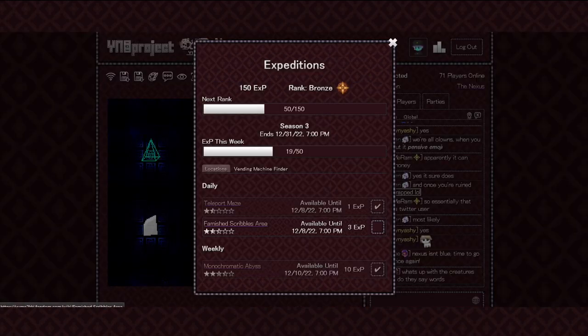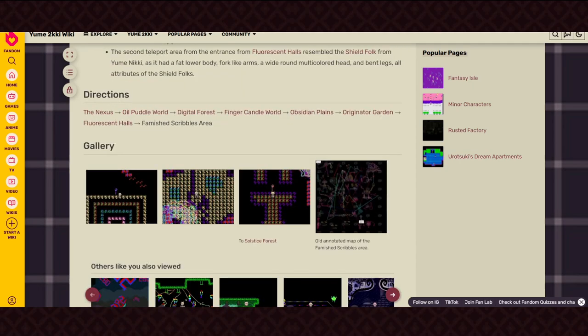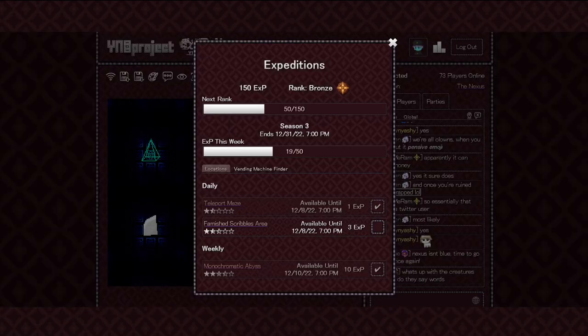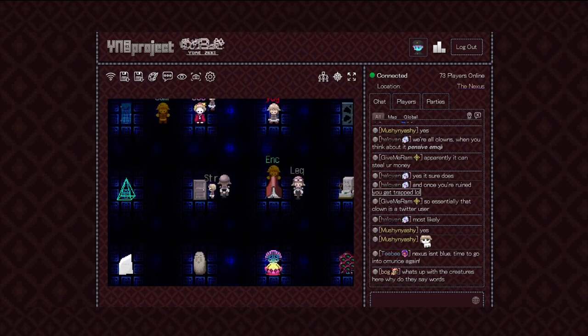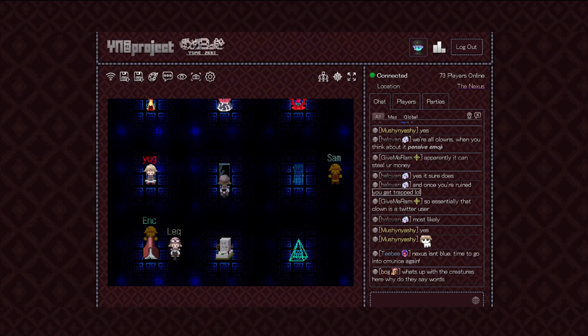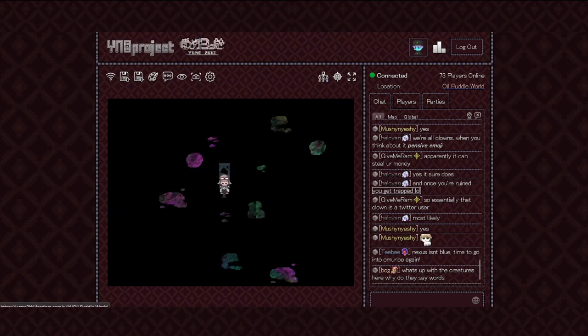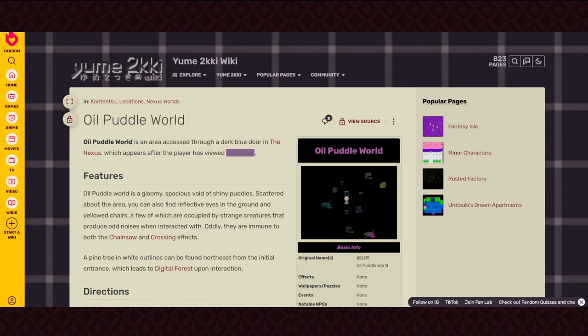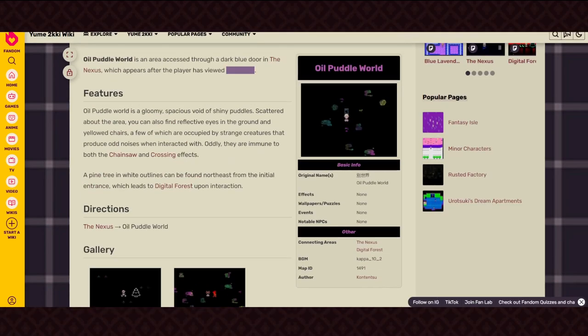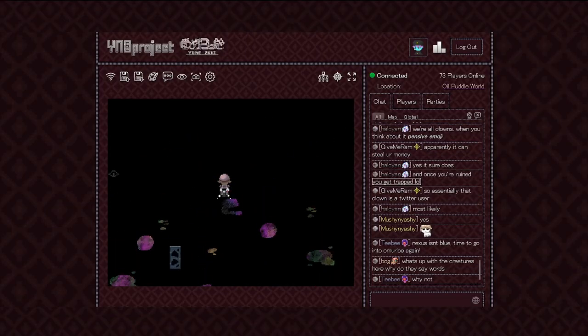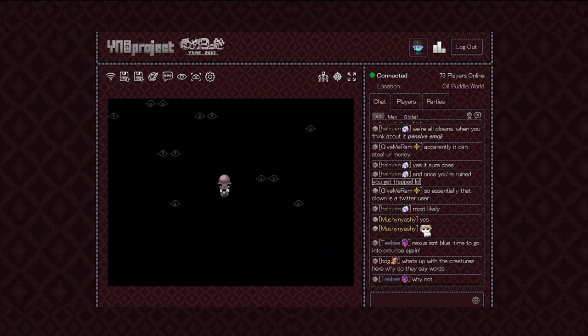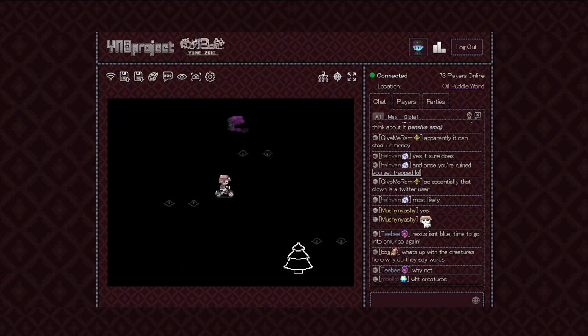Actually, I may as well just do the other daily now. It's an oil puddle, though. I hate dealing with Oil Puddle World. I get the reference. It's cool to see. Northeast of the original entrance, okay. I get the reference, and the reference is appreciated, but... Dang.